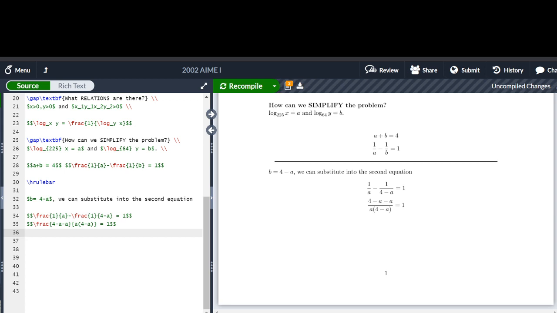And because a and b cannot be 0, or a and 4 minus a cannot be 0, then a times 4 minus a naturally cannot be 0 as well. So therefore we can multiply both sides by the denominator and obtain 4 minus 2a is equal to a times 4 minus a. Which, after rearranging, gives us a squared minus 6a plus 4 equals 0.